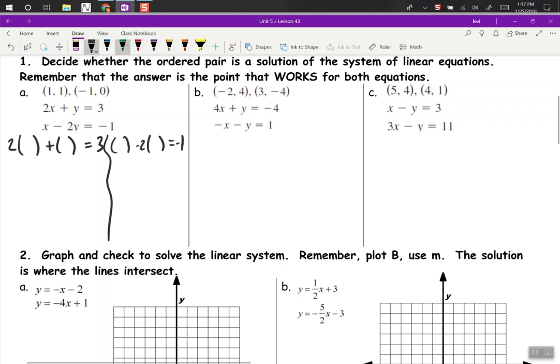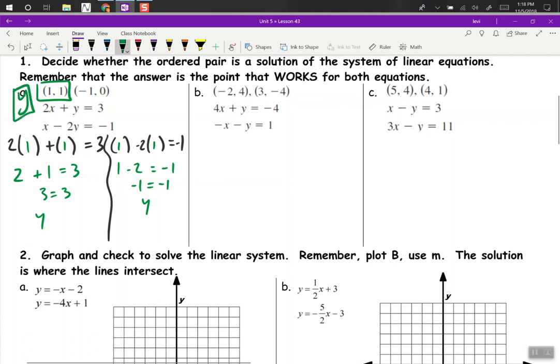and we're going to substitute in 1, 1 first. So this is 2 plus 1 equals 3. Yes, 2 plus 1 equals 3. 3 equals 3, so yes, this is a solution on this side. On our other side, we'll substitute in 1 and 1, so this is 1 minus 2, and so that's negative 1 equals negative 1, so that's a yes on this one. So 1, 1 is a yes.